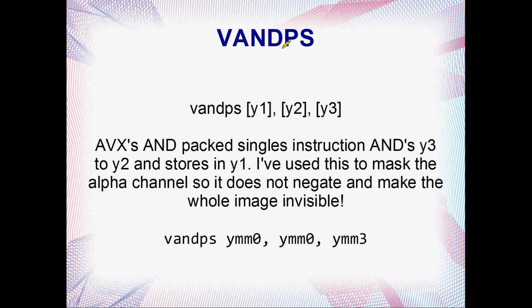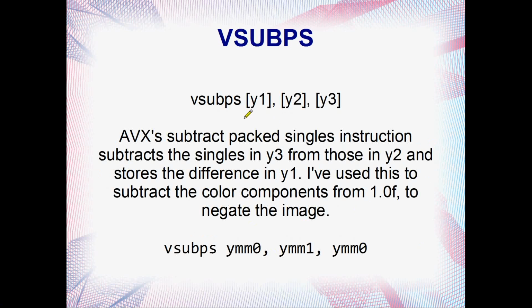VANDPS is just a 256-bit Boolean AND, and all that does is perform a bitwise AND between the second and third parameters, and stores the result in the first. So you've got the option there of having a non-destructive AND. I don't think I've used it like that, though. I've actually used this to not negate the alpha channel of the image, so it doesn't all go invisible.